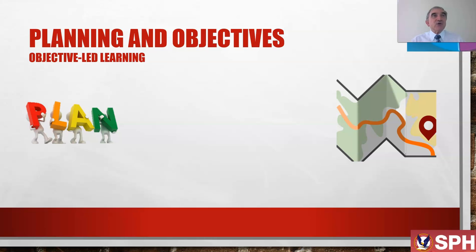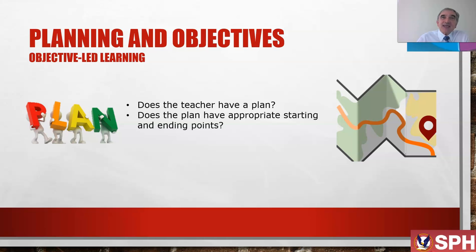Okay, so in planning and objectives, we often use this term objective-led learning. We are looking for teachers to have a plan, a map, a roadmap that they're going to follow to help their students learn. We have several elements that go into this plan. Does the teacher have a plan? Do they know what they're doing? Does the plan have appropriate starting and ending points? Are they starting where their students are? Are they ending up where their students need to go?